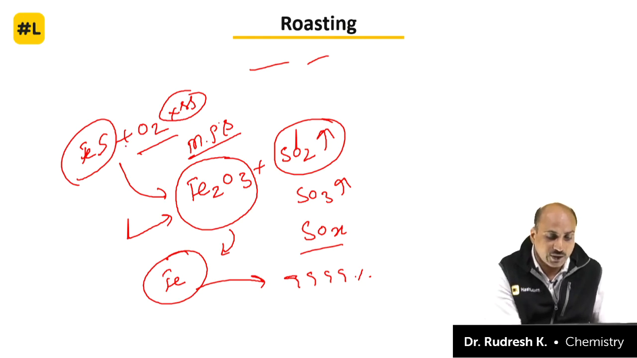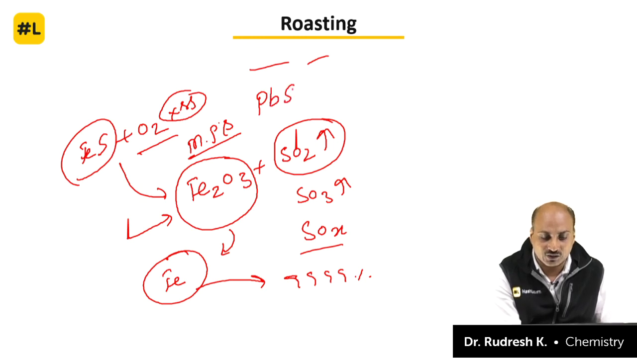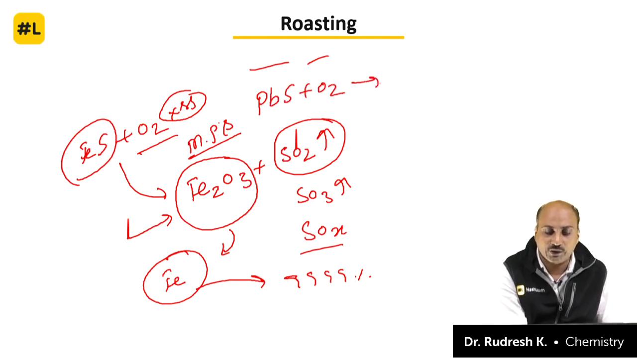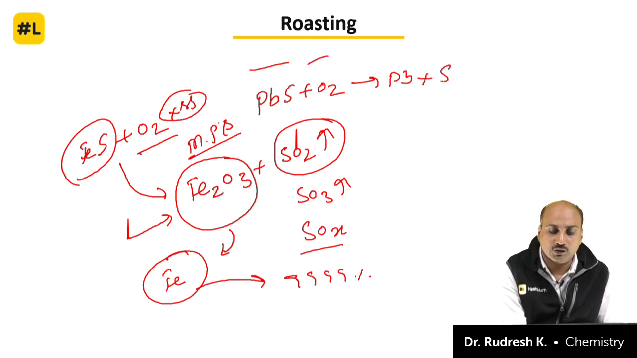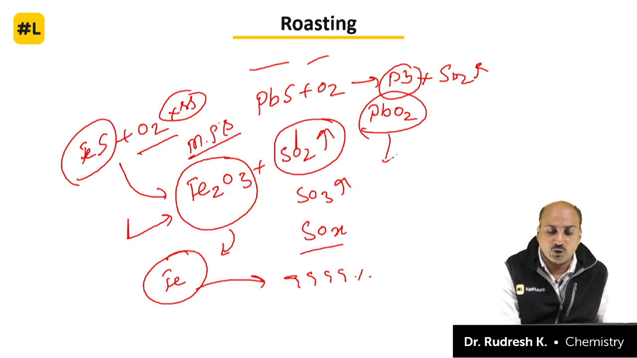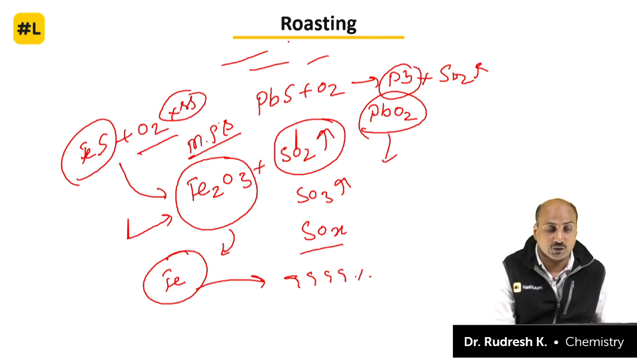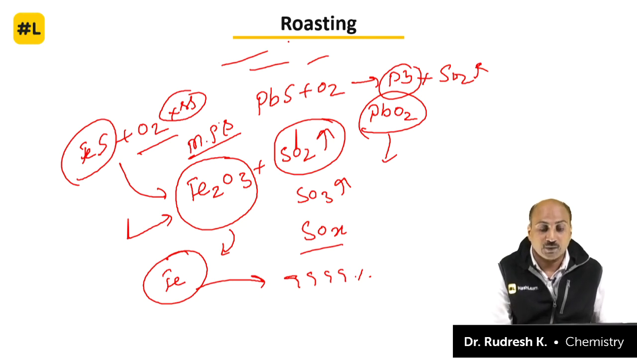Next, instead of iron oxide we can use lead sulfide, PbS, galena. When it is treated with this, you are going to get Pb plus SO2. Here also the lead will form, or sometimes you are going to get lead oxide, PbO2, which is highly unstable. Then we go for reduction and we can extract the metal from this process. So that is why roasting. Roasting is a process in which the ore is heated in excess of oxygen below its melting point.